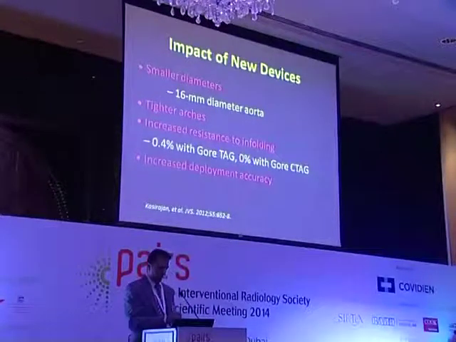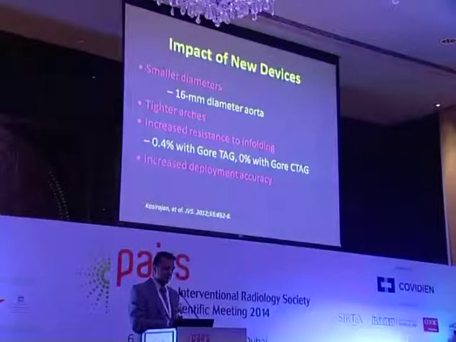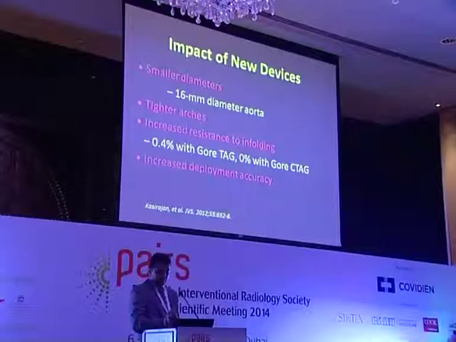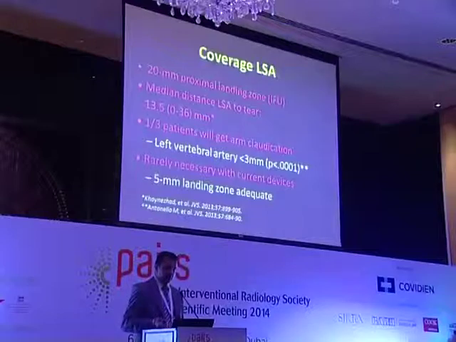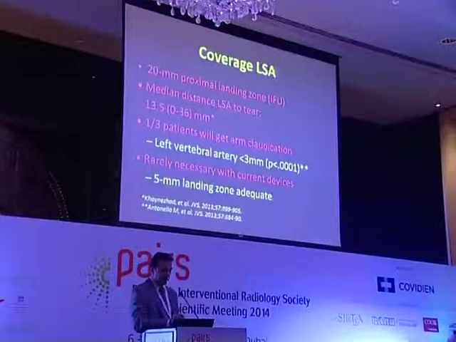So as a recommendation in this publication, there was also to use the new devices which are dedicated to the transection. They are smaller in diameter, they will fit in tighter arch, and they have increased resistance to infolding, and you can deploy them more accurately. Coverage of left subclavian artery. In the old, according to the guidelines of the company, you need a 20 millimeter landing zone to implant a thoracic stent. The new devices, you can implant them more precisely.